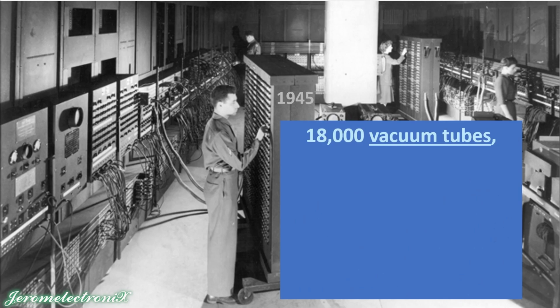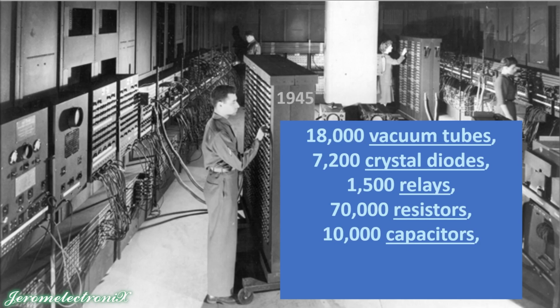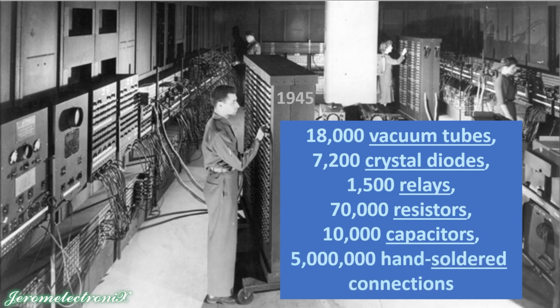That's a big number, considering that one of the vacuum tubes would blow out on the average about every 20 minutes, according to the story. So they'd have to shut down, find the burned out vacuum tube, replace it, and they were back online after that. But it also used 7,200 crystal diodes, 1,500 relays. You know, that relay that we were looking at a few slides ago. Used 1,500 of those. Used 70,000 resistors, 10,000 capacitors, and 5 million hand-soldered connections.